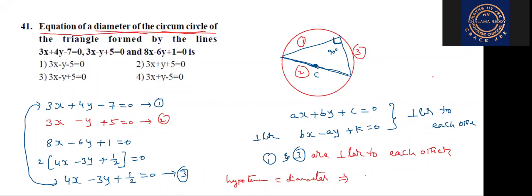So what is the equation of the diameter, students? Equation of diameter, that is the second equation, 3x - y + 5 = 0. This is the diameter. Equation of diameter. Which option is correct? Third option correct.